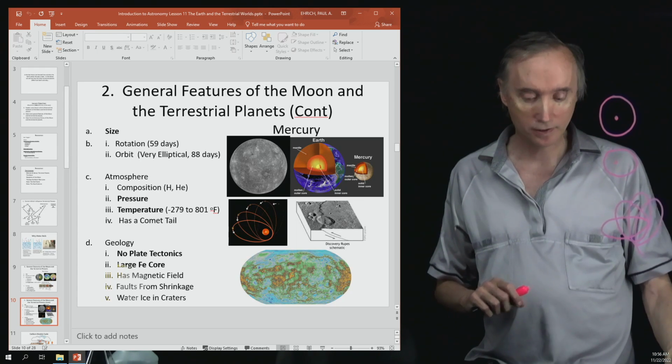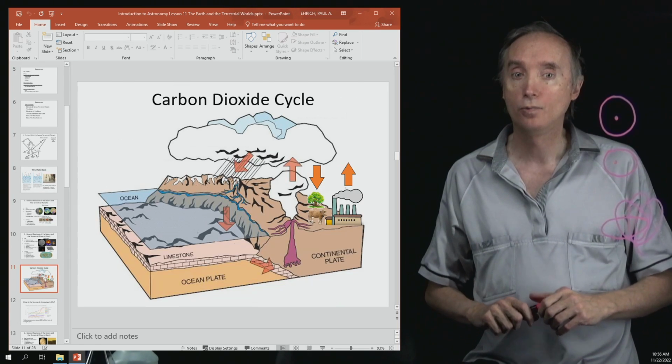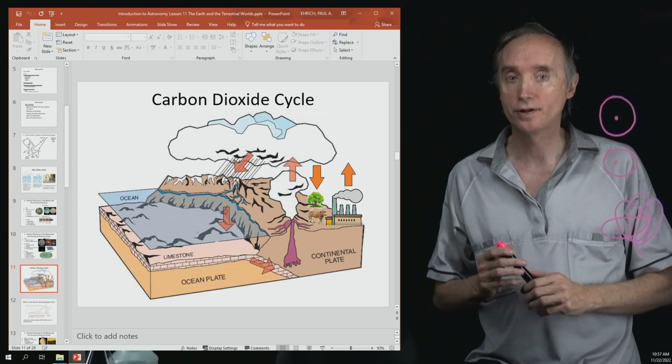Okay, we're going to take a break, and then when we come back, we're going to start talking about where does carbon dioxide come from, and then where does carbon dioxide go.